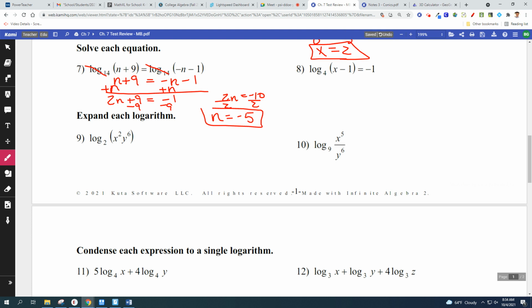Now, on number 8, it's different. It's harder because the logs don't cancel out. But remember how we isolate a variable. We need to get rid of that log base 4, and we do that with a base 4. We're going to do a base 4 on both sides. That cancels our log. X minus 1 equals 4 to the negative first. Remember, a negative exponent is going to flip. So x minus 1 equals 1/4. I'm going to add 1. X equals 1 and 1/4.